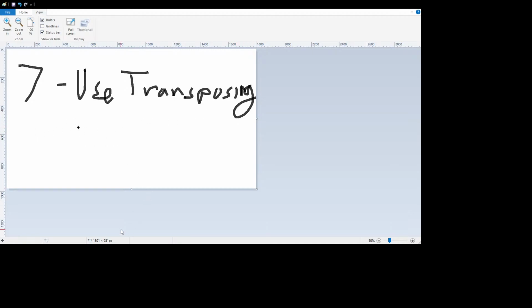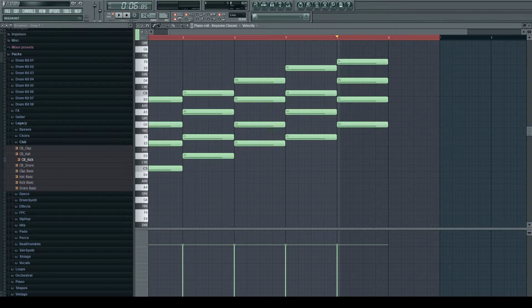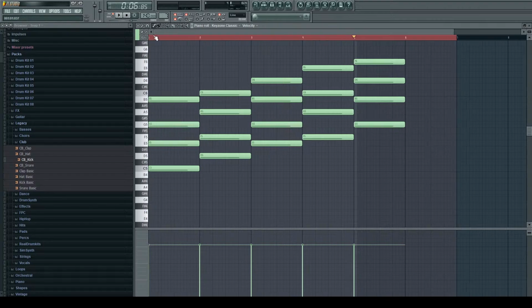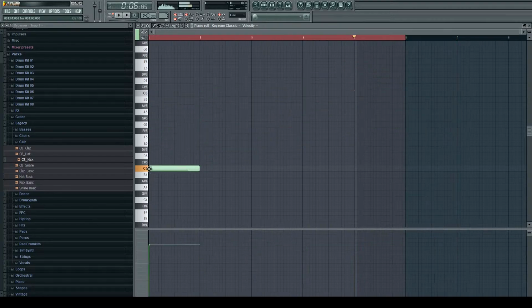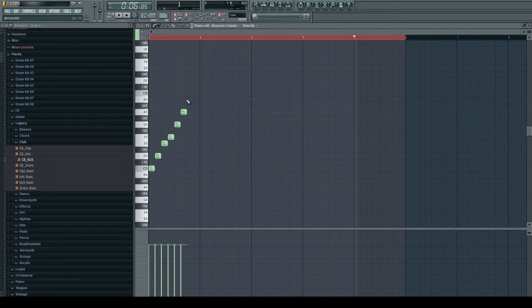Alright, so let's just go to the DAW. Maybe I can explain it better here, because you guys are going to have to know the different scales. Let's see if I can illustrate it a little better. Sometimes we learn from our eyes.